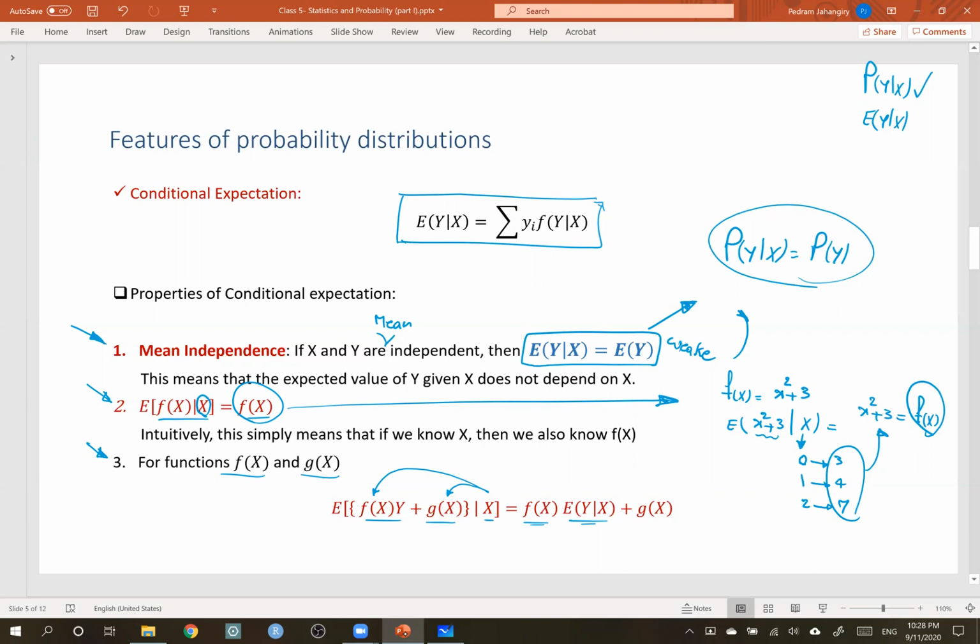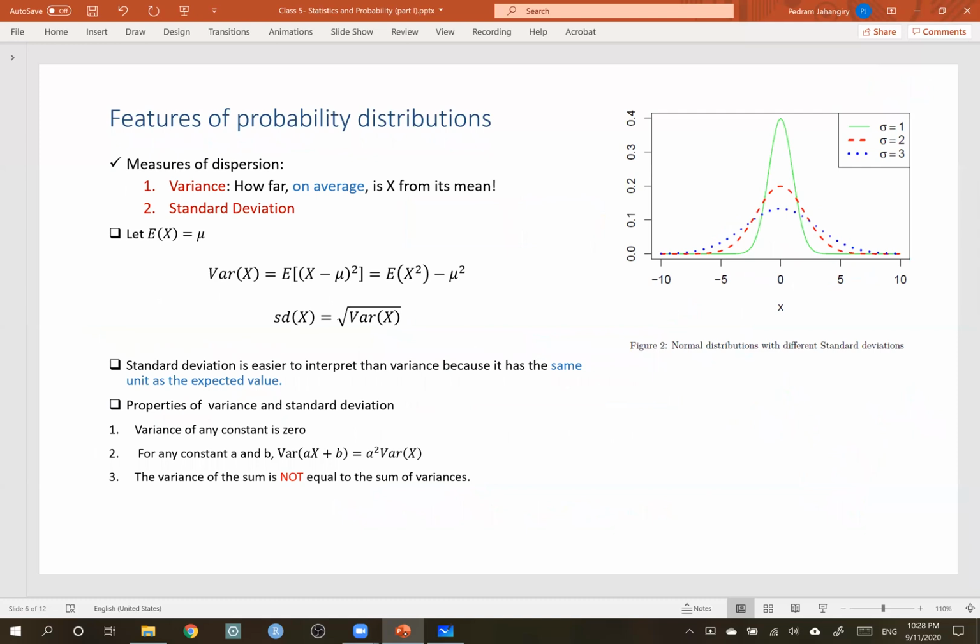So it's going to be equal to f of x times the expected value of y given x. However, you cannot take this thing out because this is still y given x. So you have to make sure that you write it like this. So it's going to be equal to f of x, expected value of y given x, plus g of x, because there's an x here, there's an x here, it's a constant, we can take it out, okay? All right, so these are the properties that you should know with respect to what conditional expectation is and what its properties are. So let's go to the next slide and pause the video here.